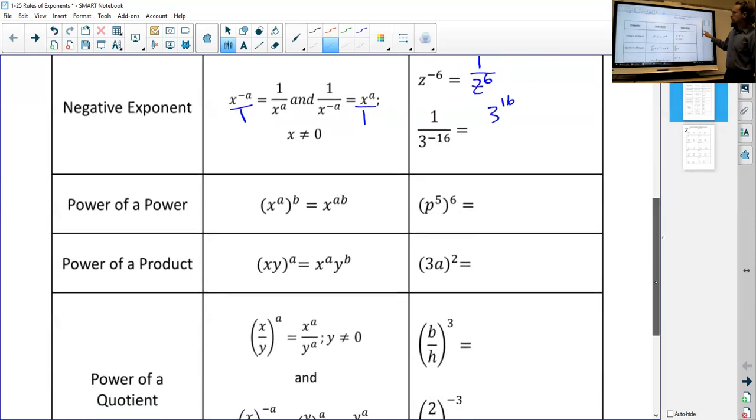Okay. So next one, power of a power. So if you have some number raised to a power, and then that's in parentheses and it's raised to another power, you're going to take those two exponents and then multiply them together. Okay, so don't add them because you're not multiplying now. Now it's an exponent raised to another exponent. So p to the 5th raised to the 6th power would be equivalent to p to the 5 times 6, or p to the 30th power.